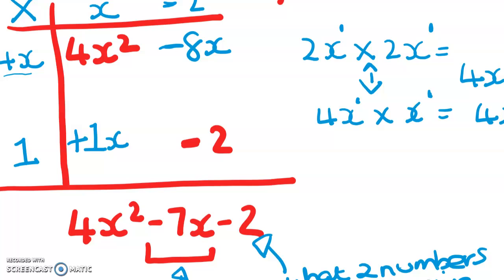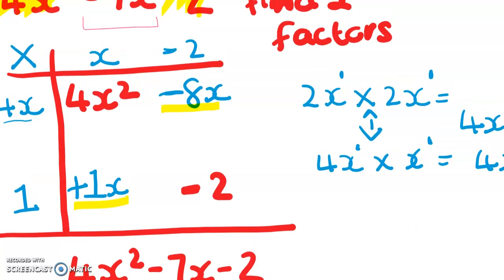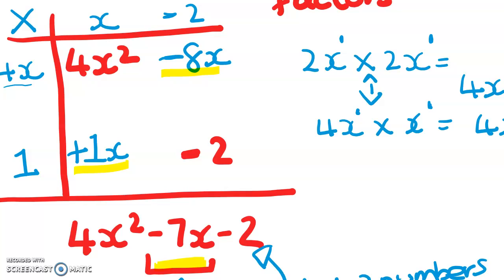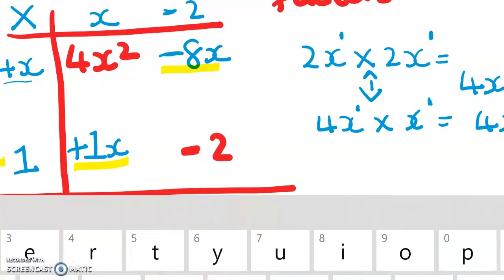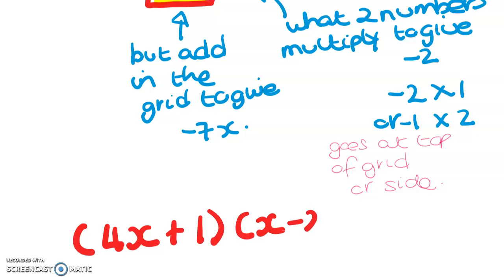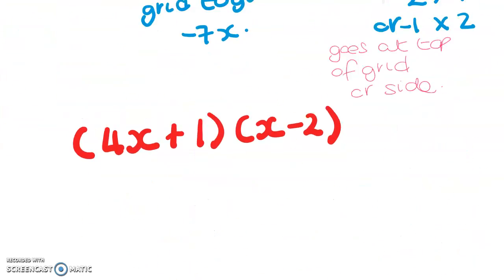If the two numbers here and here add to give you minus 7x, and plus 1x minus 8x will give you minus 7x. So the answer, first of all, for the two factors of 4x squared minus 7x minus 2 is what's on the left-hand side, 4x plus 1, and what's on top, x minus 2. Okay, so I'm just going to write that down. They are my factors for 4x squared minus 7x minus 2. So that's the first part done.